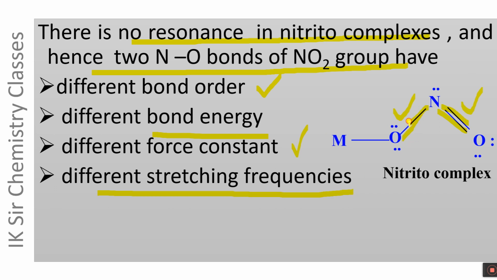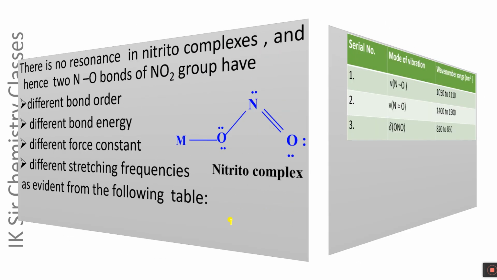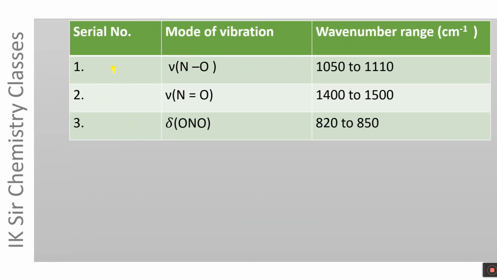These two NO bonds have different bond order, different bond energy, different force constant, and hence different stretching frequencies, as evident from the following table. The first absorption band is obtained due to stretching of the N single bond O in the wave number region 1050 to 1110 cm^-1. The force constant of N single bond O is smaller, and hence the wave number region is also smaller.